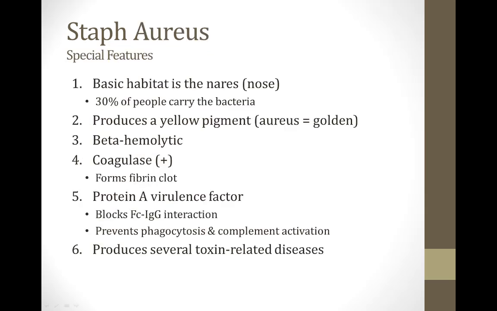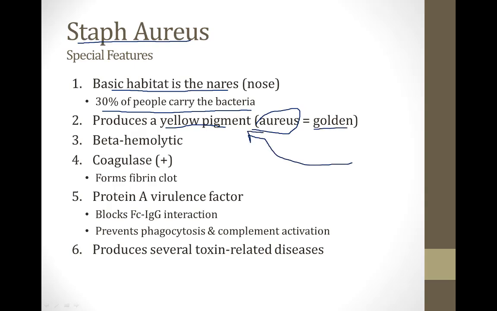So we're going to start by talking about the most important staph, which is Staph aureus, and it has a couple of special features you need to be aware of. First of all, you should know that its basic habitat is the nares, or the nose. About 30% of people carry Staph aureus. We don't really understand why these bacteria can live benignly in the nose for so long and then sometimes cause infections. Staph aureus produces a yellow pigment, and you need to know that. An easy way to remember it is that the word aureus actually means golden, and it's named for that reason because it makes this yellow golden pigment.